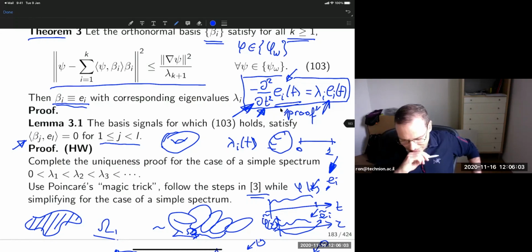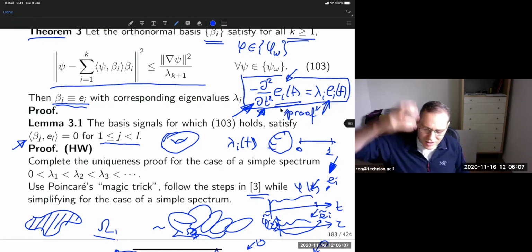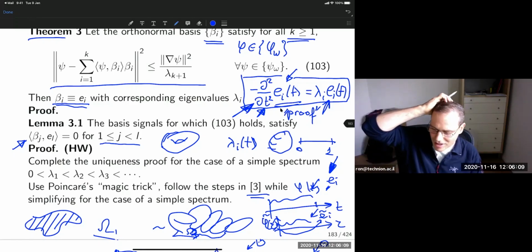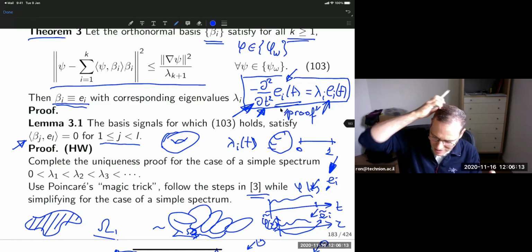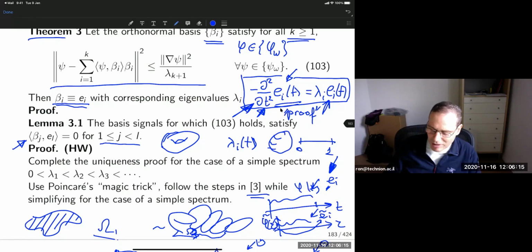And the way to do that was to use the Poincaré trick in order to pull myself out in the continuous case. In the discrete case, it is much simpler. I mean, it is more intuitive in a sense. And what you will have to do is basically repeat the same proof that would allow you to prove optimality. More?